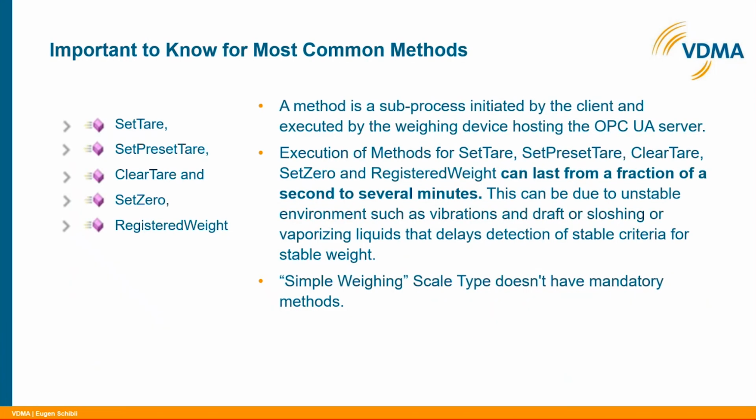Okay, so important to know, here we have the most common methods. This is set tare, and this is set pre-tare, if you know the numeric value. If you don't, you capture the tare weight by placing it on top of the scale and then initiating the set tare method. Then we have the clear tare, the set 0 method, and the register weight method that I explained before.